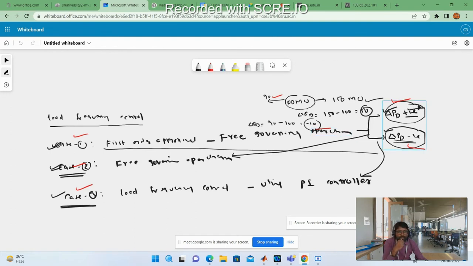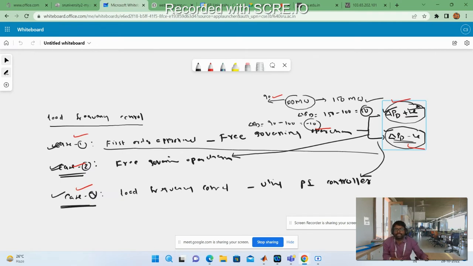One is delta PD positive, that is we consider delta PD equal to 0.01 per unit. The second subcase is minus 0.01. Now we take delta PD negative, that means delta PD equal to minus 0.01 per unit. That means your change in load is negative, your load is decreased by 0.01 per unit. If the load is decreased by 0.01 per unit, how will the frequency deviation be?